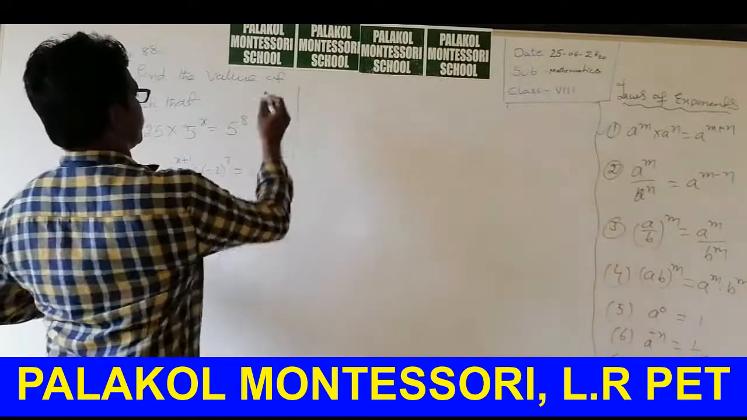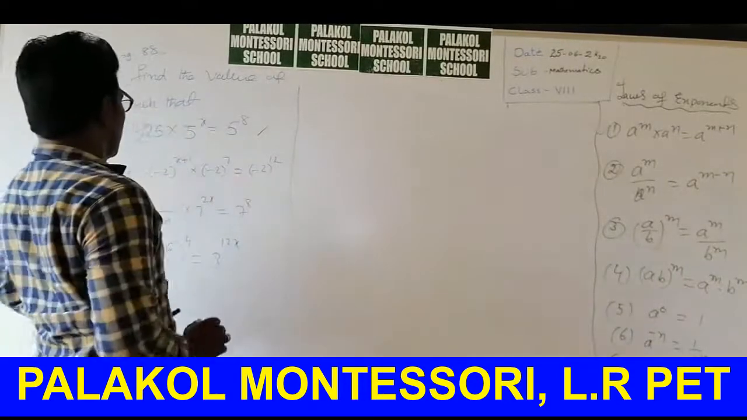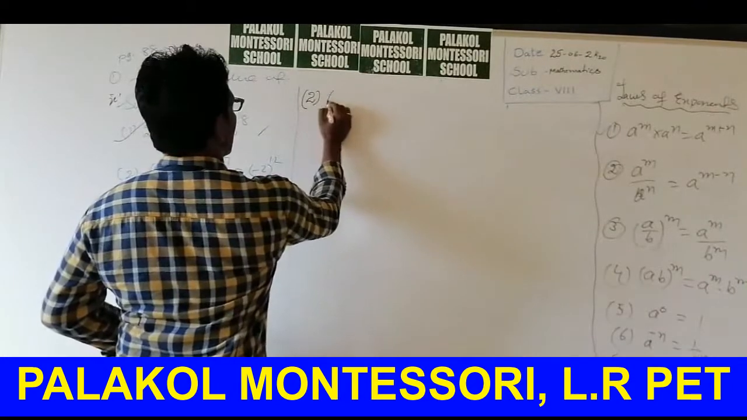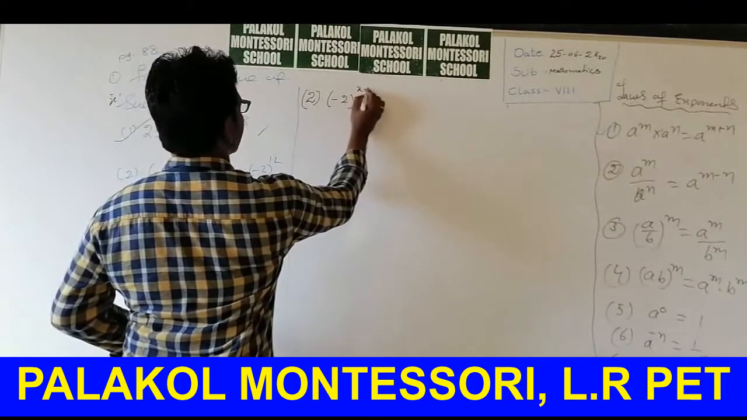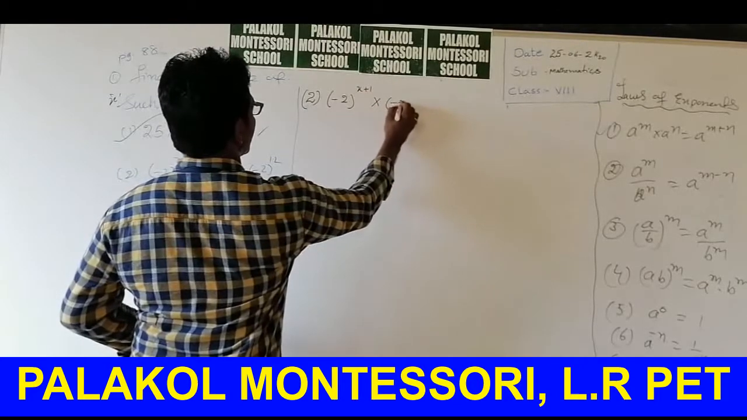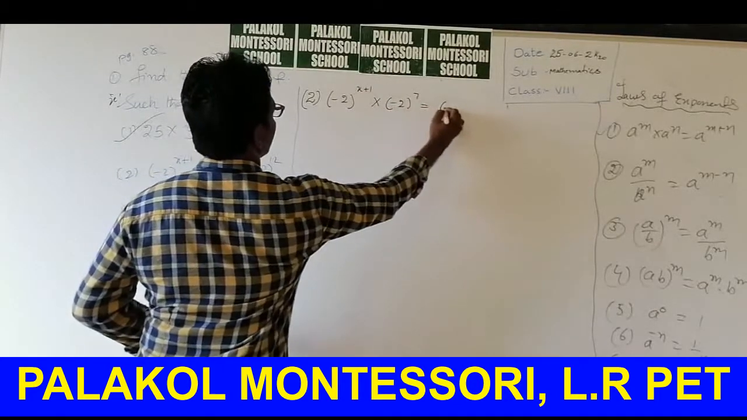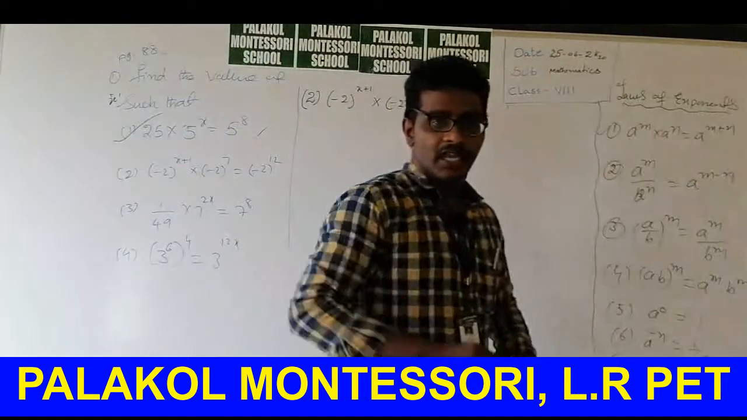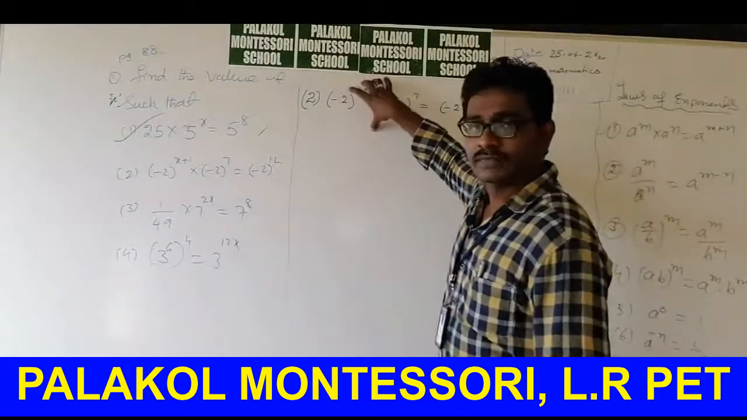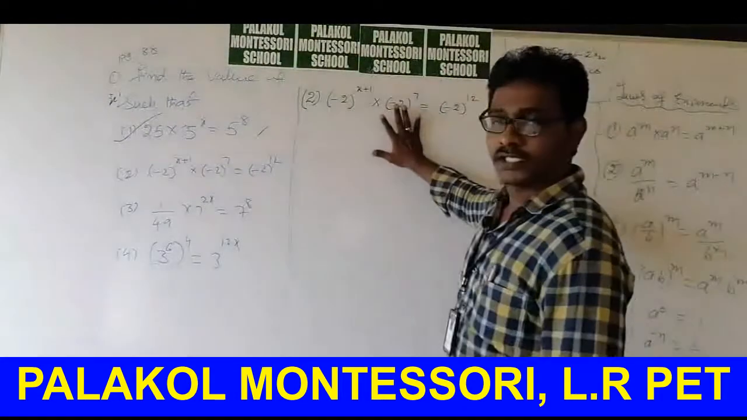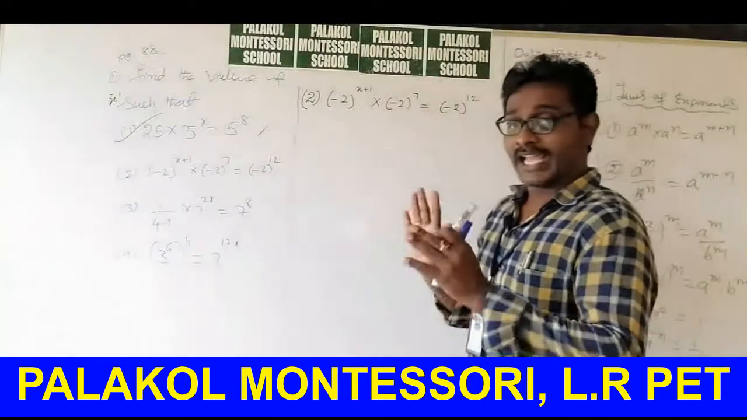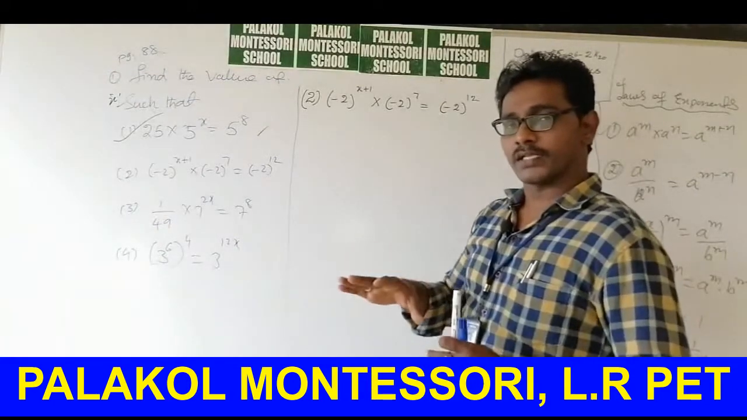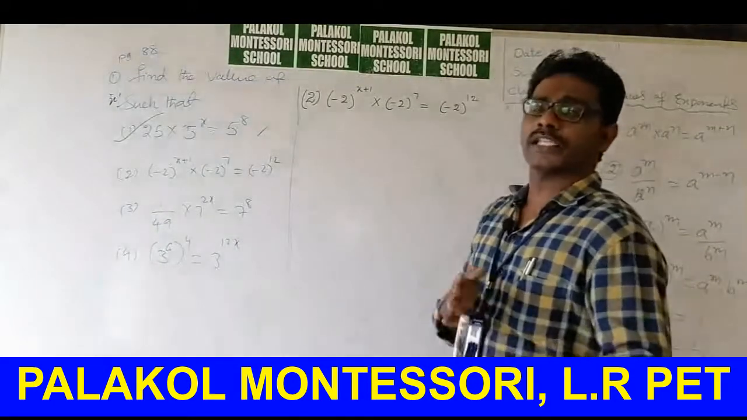Yes, guys. The first one is over. Next one, second question. Question number 2: minus 2 whole power of x plus 1 into minus 2 whole power of 7 is equal to minus 2 whole power of 12. Very wonderful question. Guys, immediately guess which formula you apply here. First you have studied the sum. On the LHS, is a single exponent there or not?